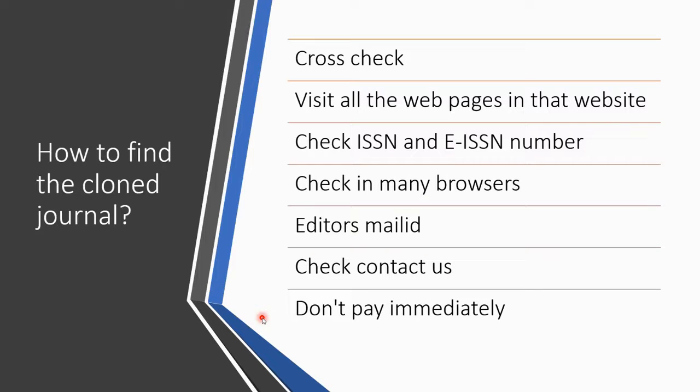What is the editor's mail ID? If it is a correct, original journal, they have their own journal name in the mail ID. For example, if I'm working in a journal called International Journal of Computer Science, IJCAS, for example, I'm telling you I'm not working there, then I'll be having Gomati at igcas.com, right? So you have to check that.